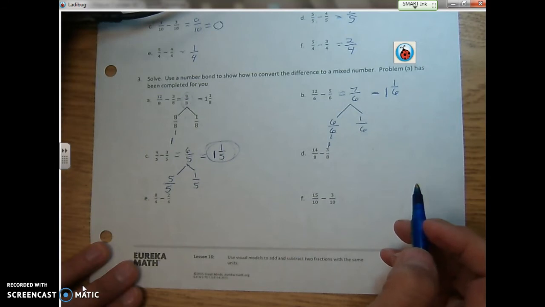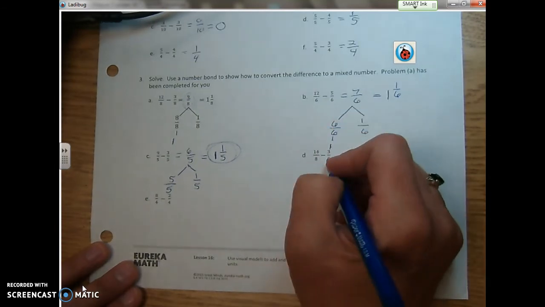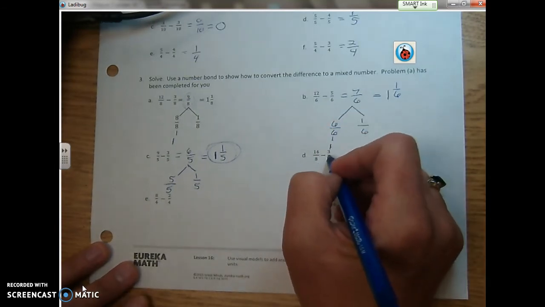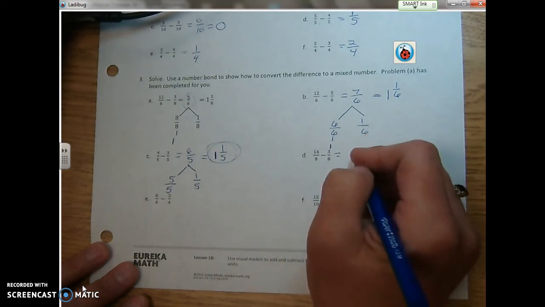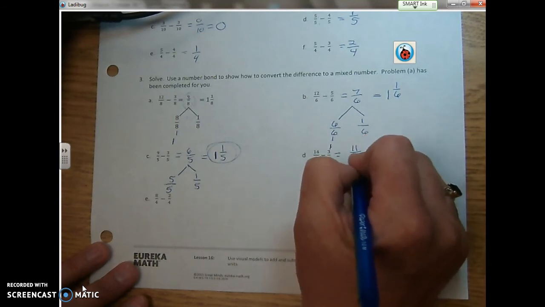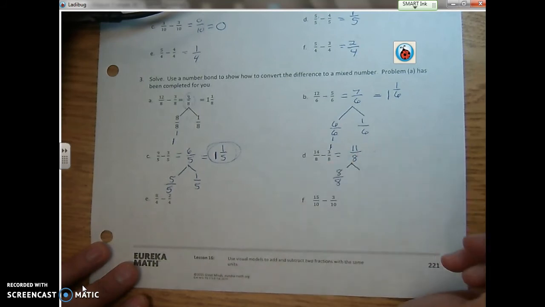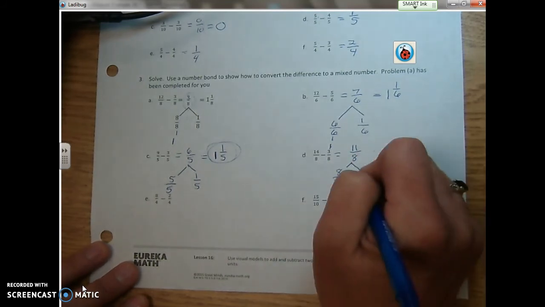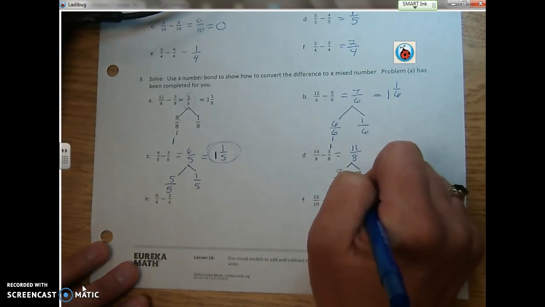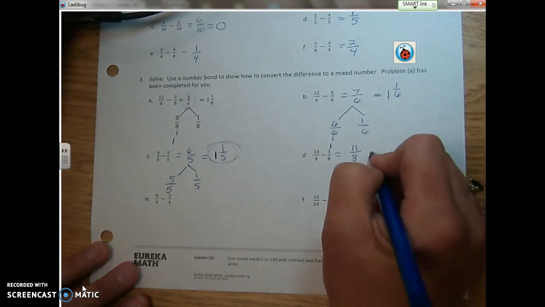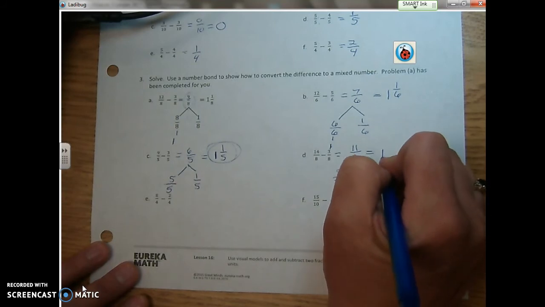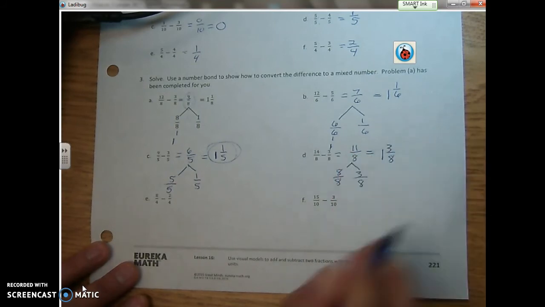And come back and check your work. Okay, so 14/8 minus 3/8 equals 11/8. If we pull 8/8 out of that, what do we have left? 8 plus 3 is 11, so we have 3 left, 3/8 left. So 11/8 equals 1 and 3/8.